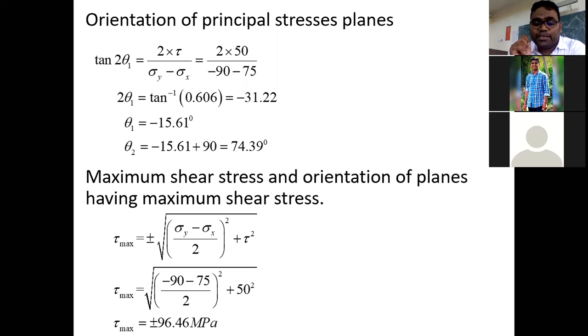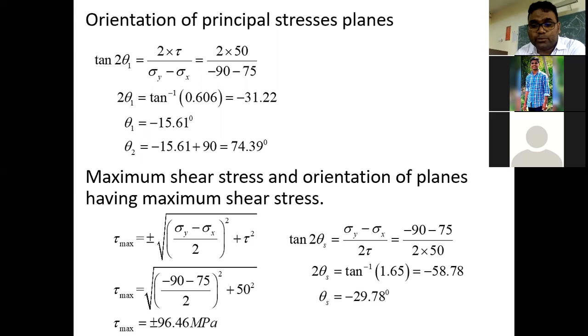So here the plus minus 96.46 megapascal. Now it's our turn to find out the angle where it is acting. The formula for the angle of the shear stress is simply sigma y minus sigma x upon 2 tau. Just put all the respective values here, and we obtain 58.78, and just halve it, so 29.78 degrees.